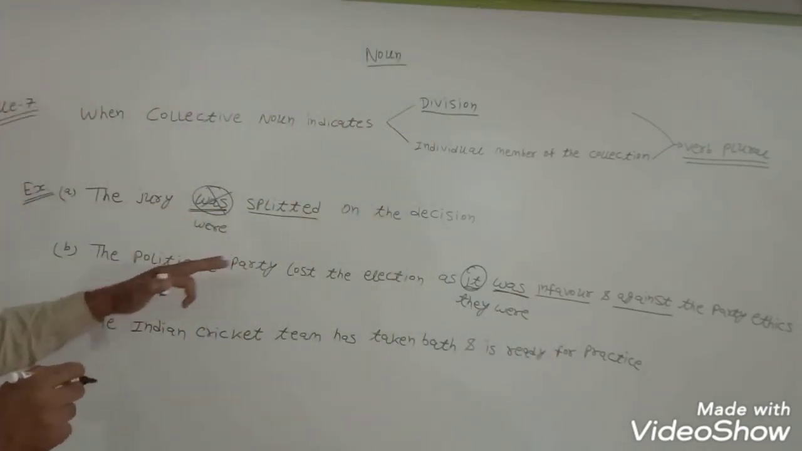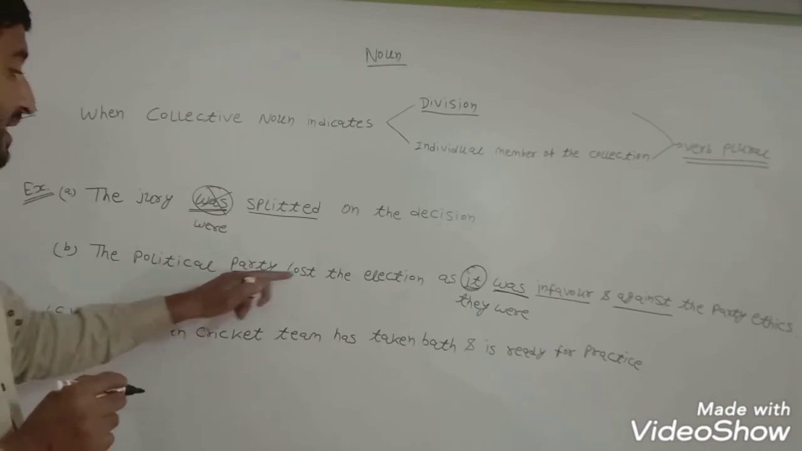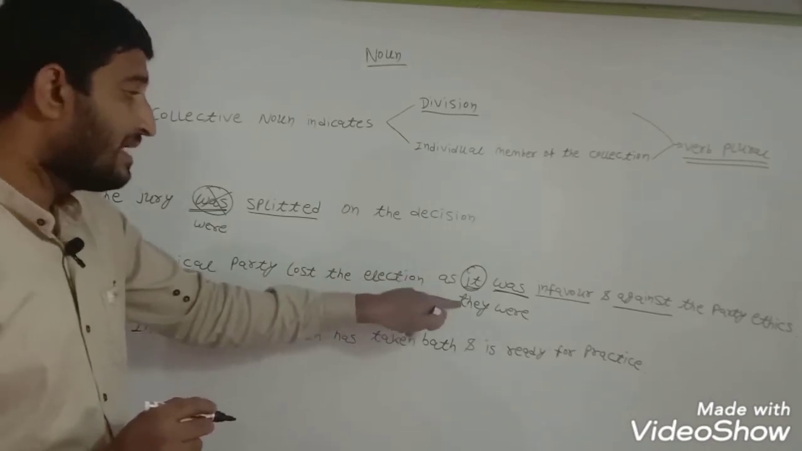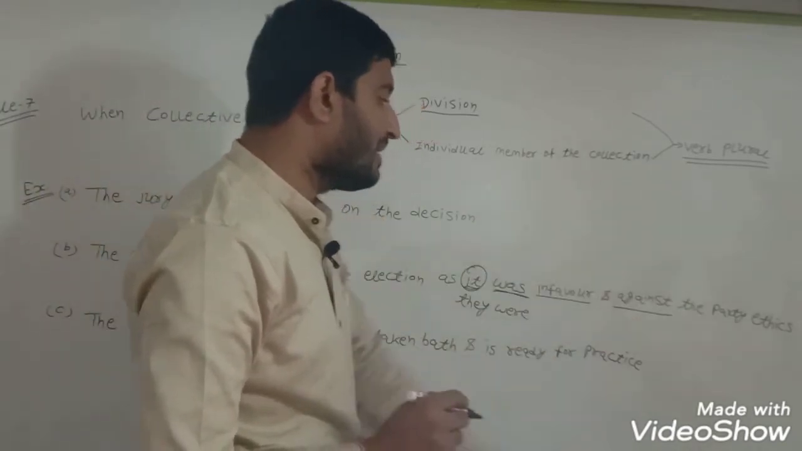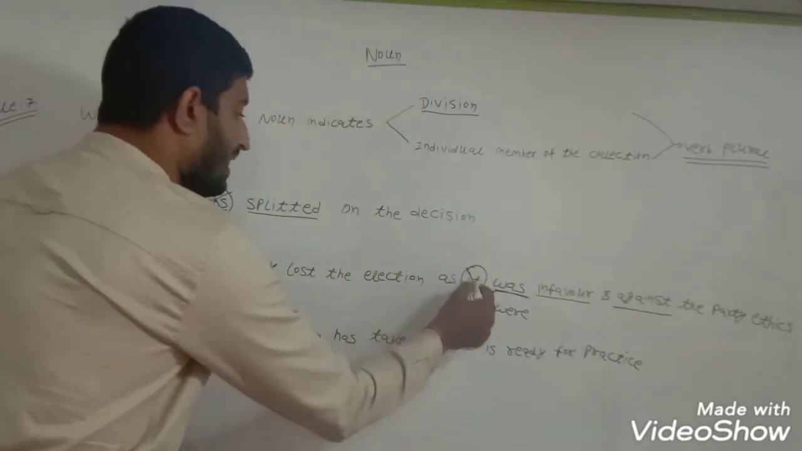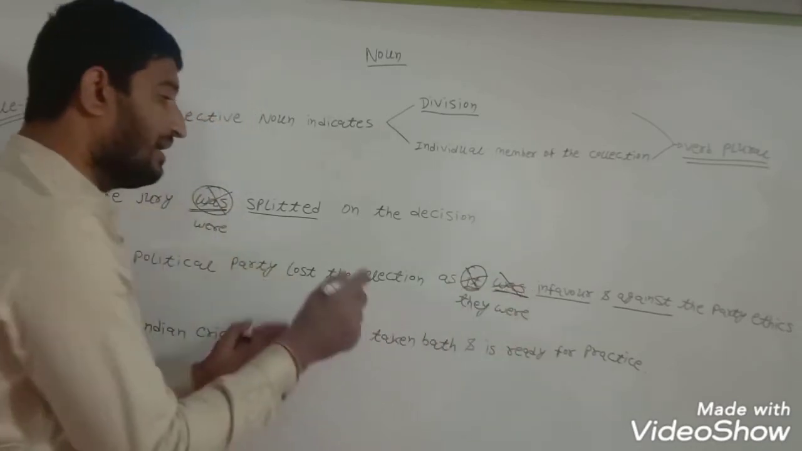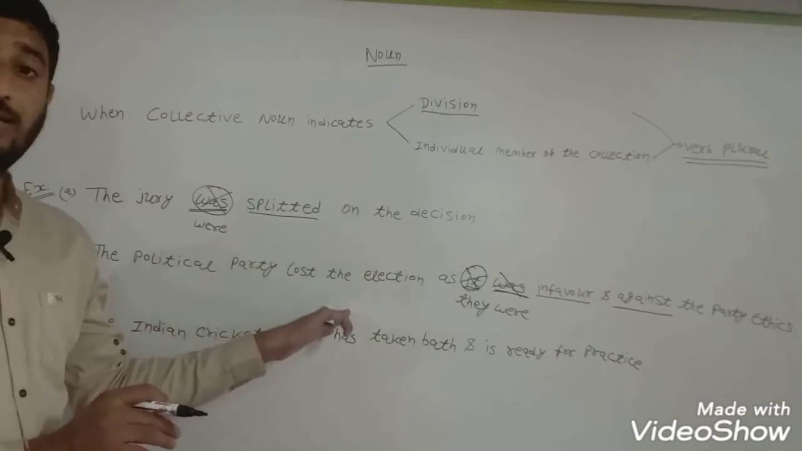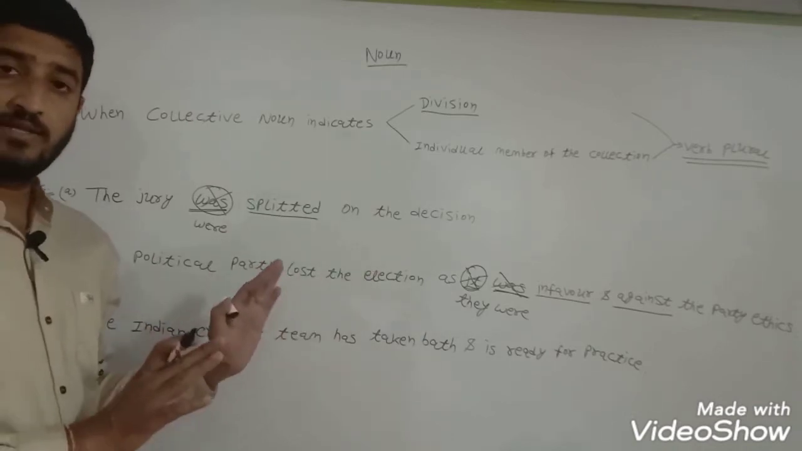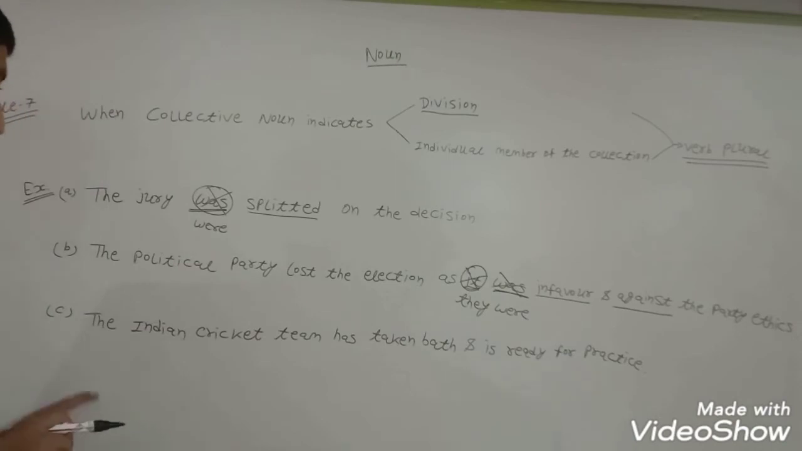So what will be the correct answer? The political party lost the election as they were in favor and against the party ethics. Kyunki sabke alag alag viewpoint aur sabke alag alag party ethics rahe, that's why the political party lost the election. Next, see the third example.